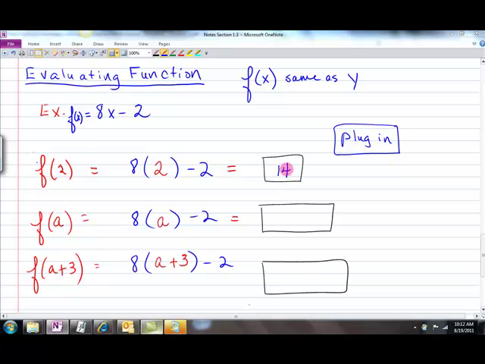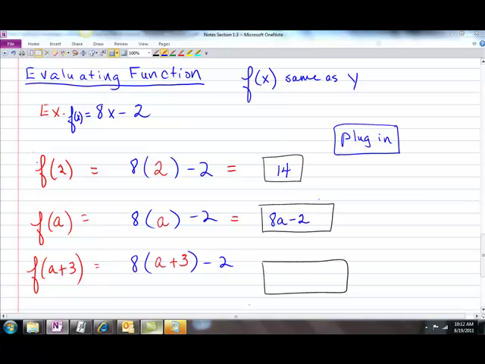Y depends on x. Whatever x is, that tells you what y is going to be. F of a. Now we don't have a number, but it's the same idea. We're still going to plug in. 8 times a minus 2, and the only thing is you can remove the parentheses and you get 8a minus 2.